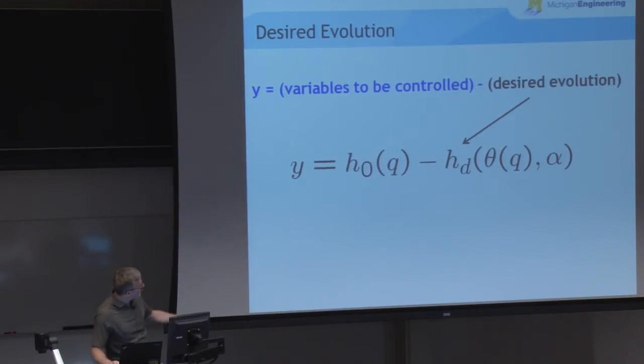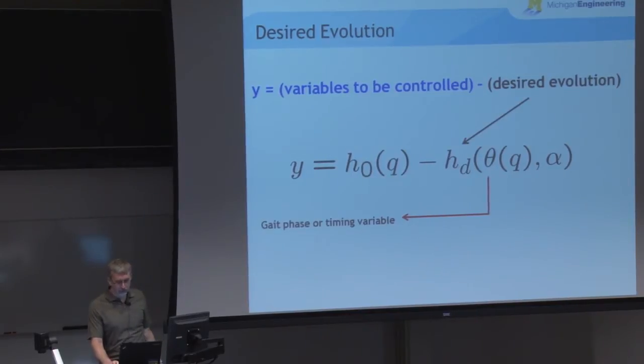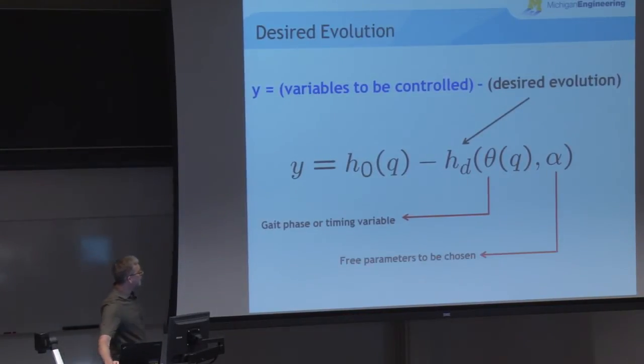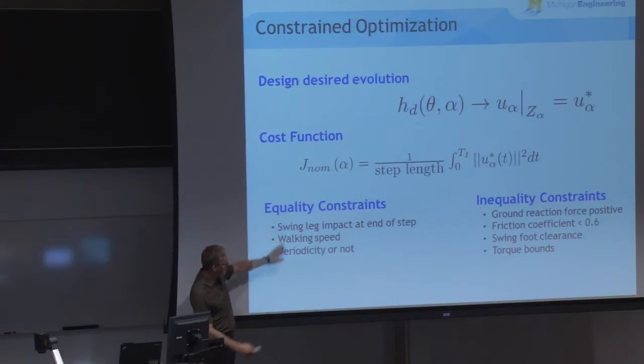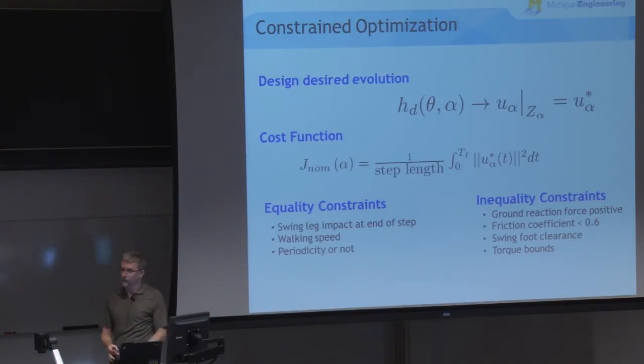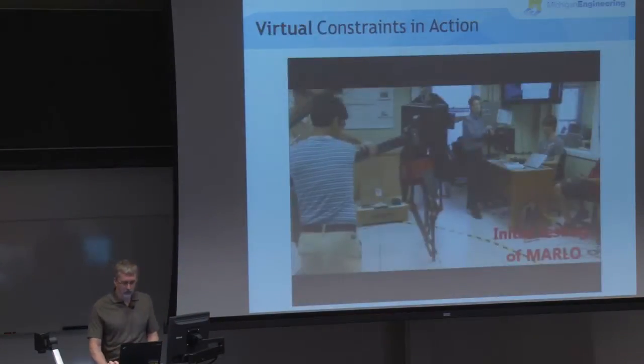How do we design the desired evolution? Just very quickly, we have our phase variable. We have a set of free parameters. These might be Bezier polynomials, NURBS, your favorite set of functions, sines and cosines, I don't care. We set up an optimization problem over a gait cycle where we minimize something like cost of transport, subject to constraints such as a walking speed, ground reaction forces, foot clearance, limitations on torque of the robot, etc. That's how we do it.